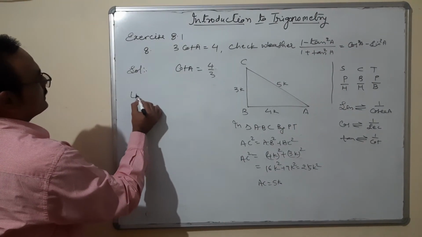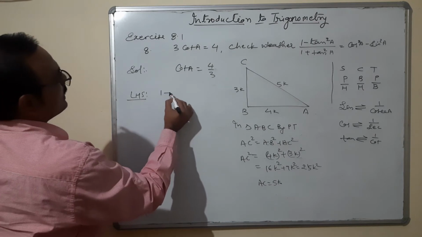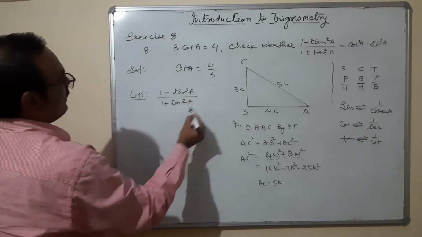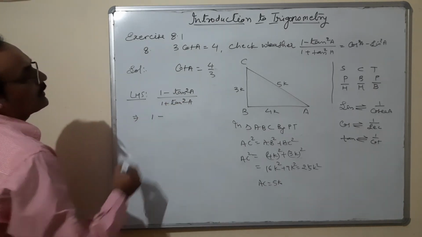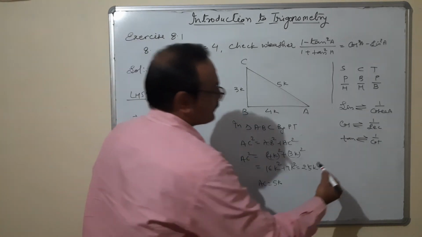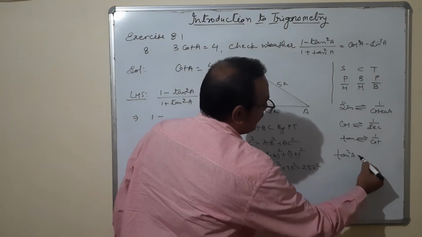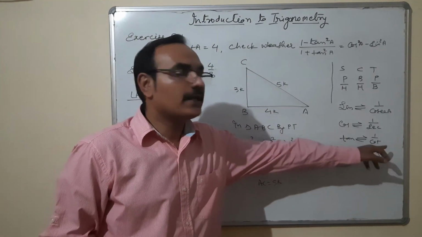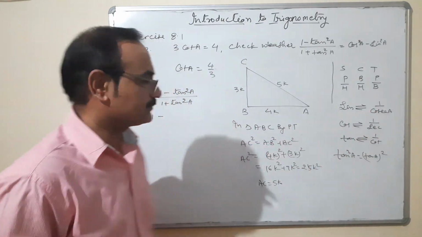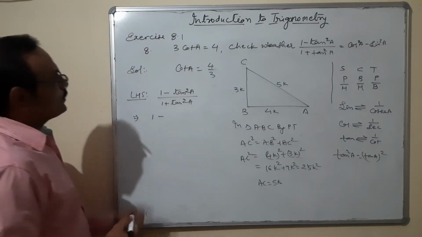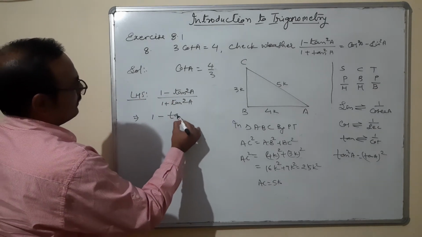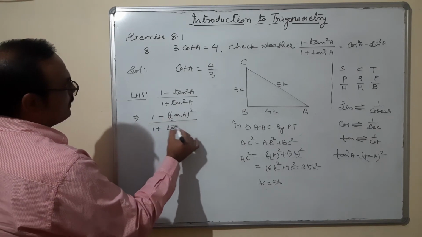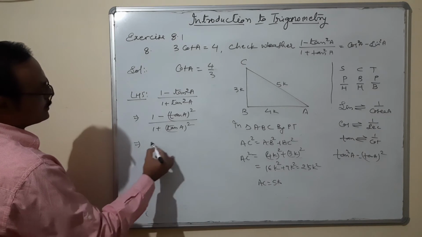Left hand side, LHS: 1 minus tan square A upon 1 plus tan square A. Here let me tell you one thing. Tan square A or tan A whole square are the same thing. Sin square A or sin A whole square, same thing. So 1 minus tan A whole square upon 1 plus tan A whole square.